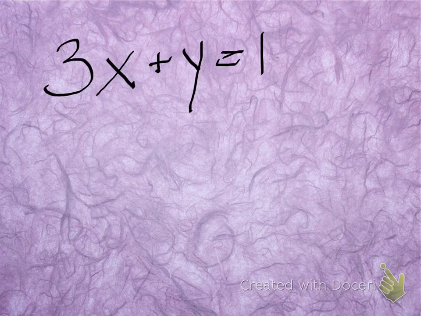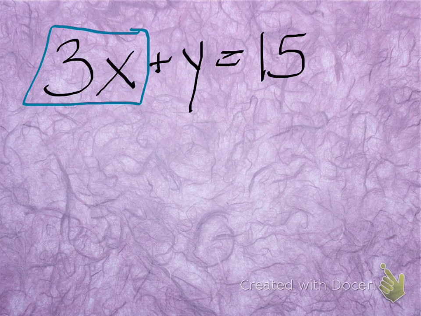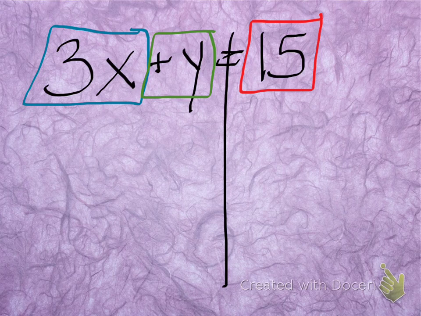So let's do another one that's similar. If we have 3x plus y equals 15, put a box or a circle around each of the different terms. Okay, so 3x is a term, positive y is a term, and then 15 is a term. And your terms are going to be separated by addition signs, subtraction signs, or equal signs. Okay, so we're going to put a line down the middle, down our equal sign, so we can clearly see the different sides of the equation.